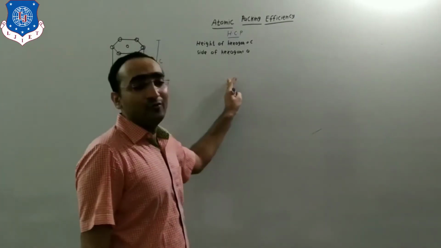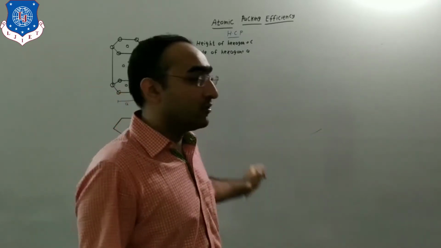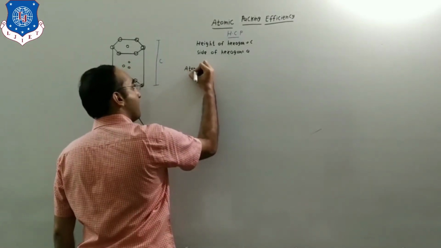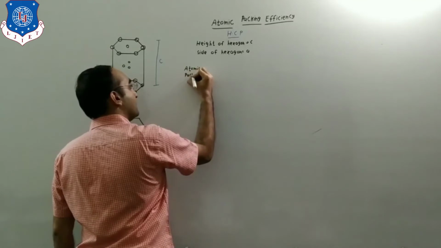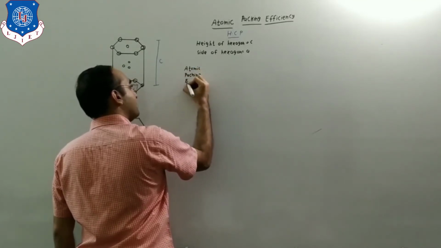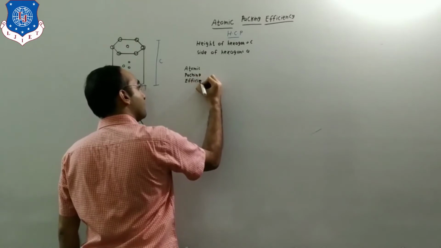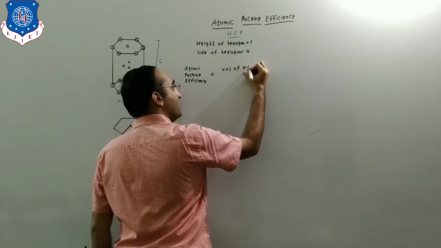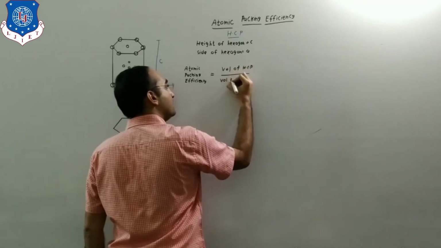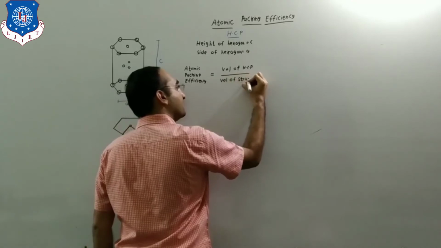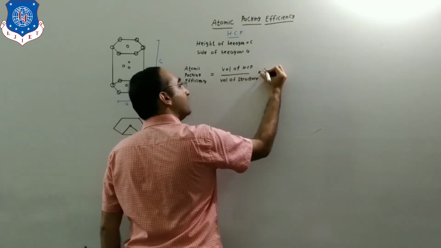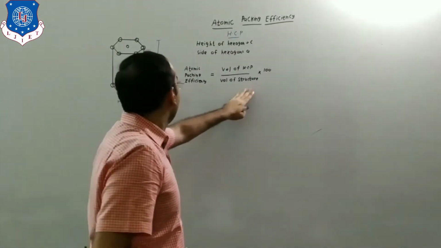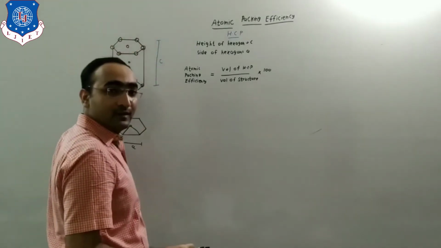So there is a new route in finding out the atomic packing efficiency of the HCP structure. So, atomic packing efficiency is equal to volume of HCP divided by volume of structure into 100. What is volume of the structure? This whole volume of this area.